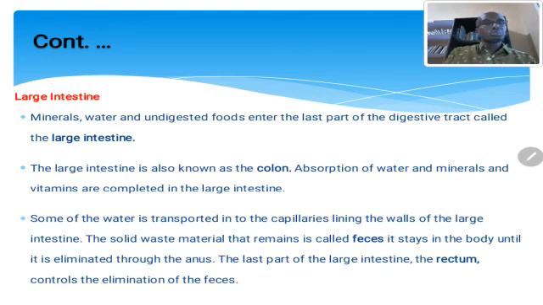Also in the large intestine, all undigestible food is collected, forming a solid material which is called feces. It stays in the body until it's eliminated through the anus. The last part of the large intestine is called the rectum, which controls the elimination of feces. So that's all about the digestion.